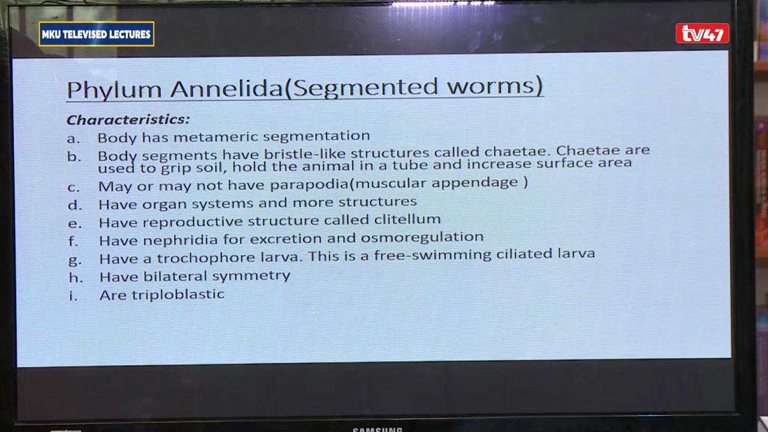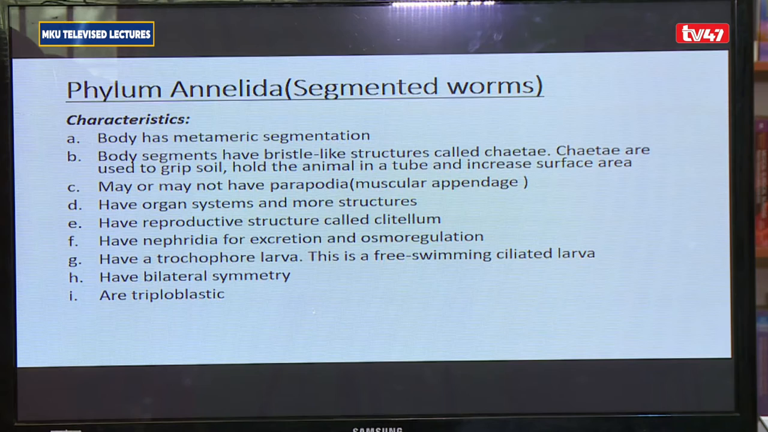And then the body segments have bristle-like structures called chitae. Bristle-like structures are basically structures made up of hair that is tough in nature. And the chitae serve a purpose. The worms use them to grip onto a soil surface or any other surface that they are attaching to, and also they increase surface area.